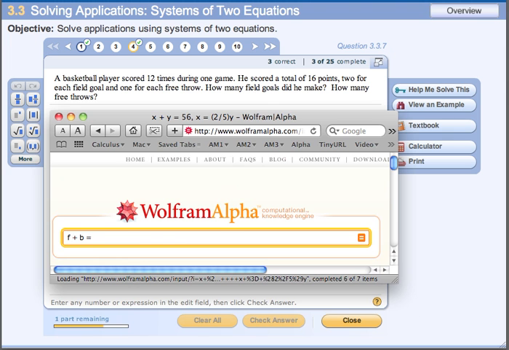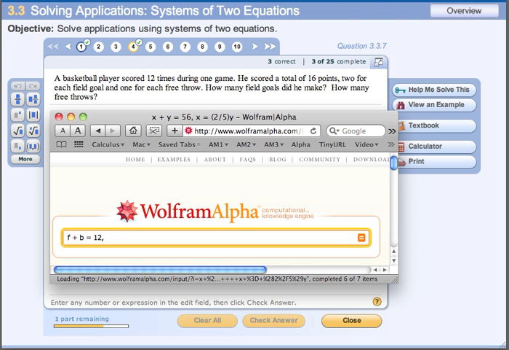Now he put the ball through the hoop. The first sentence tells us he scored 12 times. He made 12 baskets. He put the ball through the hoop 12 times. So the free throws plus the baskets is equal to 12. And there is my simple sum.